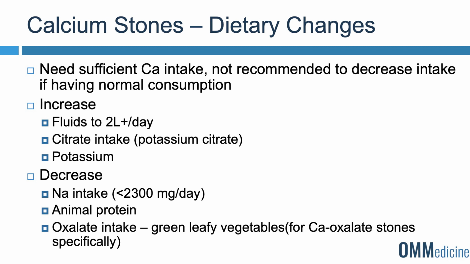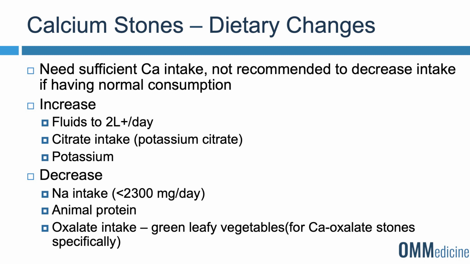Now, perhaps the most important dietary change you can make to prevent kidney stones is to increase the amount of water you drink, and you typically want that amount to be greater than 2 liters of water a day. Other substances to increase your intake of for the prevention of calcium stones would be citrate or potassium citrate, and then potassium as well.